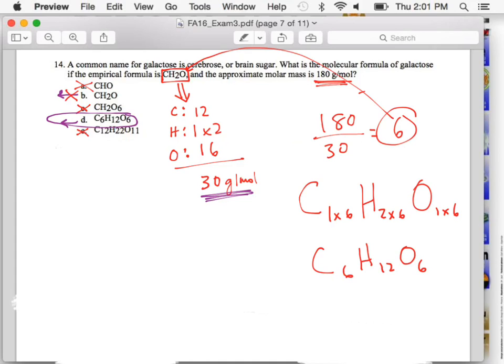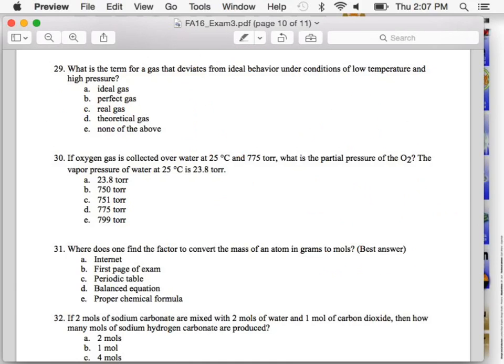Next. So 29, what is the term for a gas that deviates from ideal behavior under conditions of low temperature and high pressure? The low temperature and high pressure are really just kind of confusing things. We're just saying, what is the term for a gas that is not ideal? It's real. That's all it is. When we talked about this last semester, I talked about it a lot more in depth than we did this time. I'm starting to wean the gas law stuff out of content because it's not required. Okay. So, yeah.